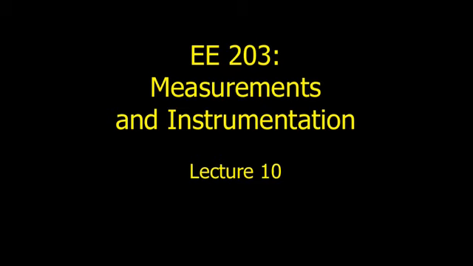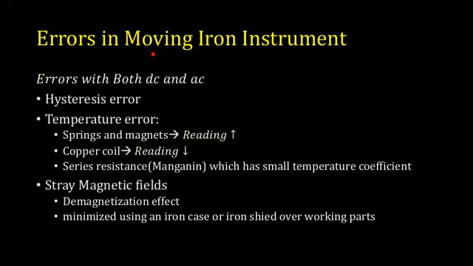Hello dear students. Today we will be discussing errors in moving iron instruments and the PMMC instrument. First we'll go through the various errors that occur in moving iron instruments. There are two types of errors: those which occur in both DC and AC, and those which occur only in AC measurement.